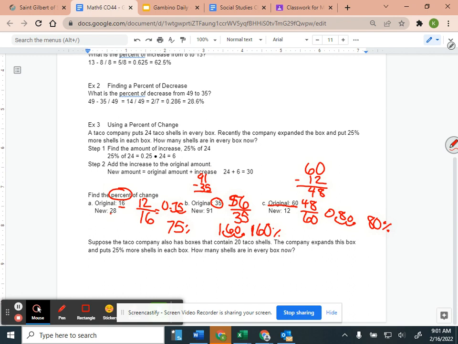So now we're going to look back on that taco company. We talked about this taco company yesterday. Now that same taco company also has boxes that contain 20 taco shells. The company is expanding this box and puts 25% more in this box. How many shells are in every box now? So think about how we set that up. No, you guys can think for a second. See if you can do the equation. Think about what we did yesterday and see if you can figure out how many shells are in the box now.